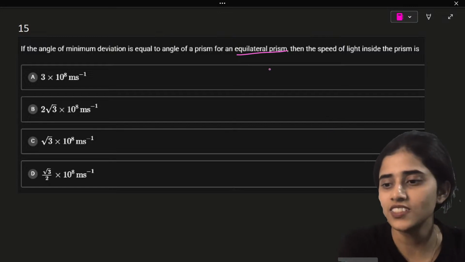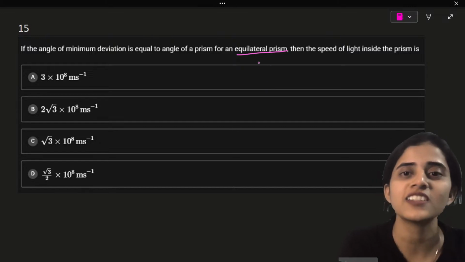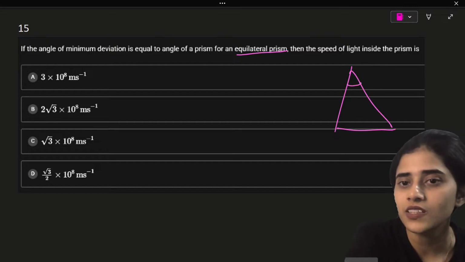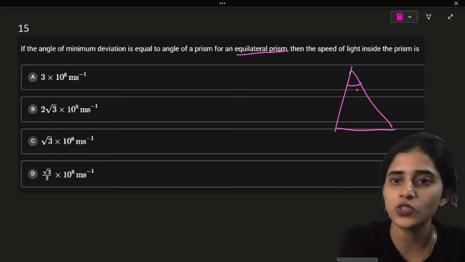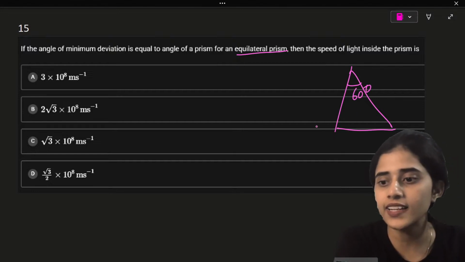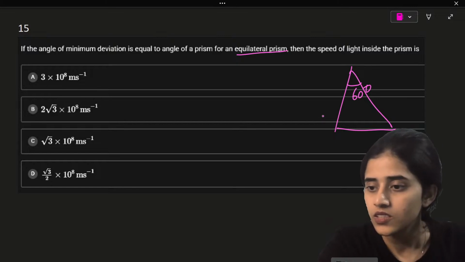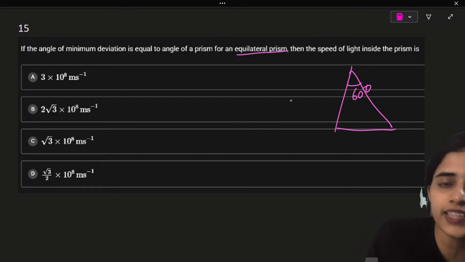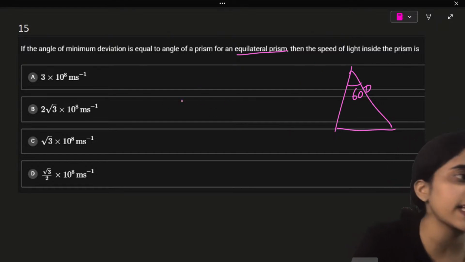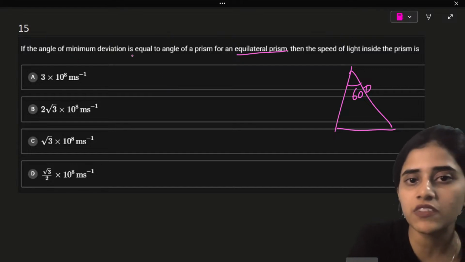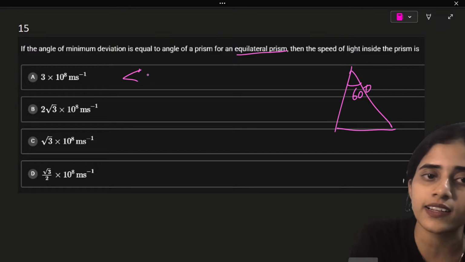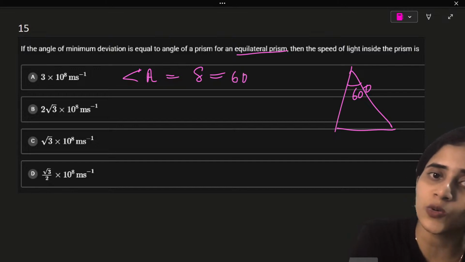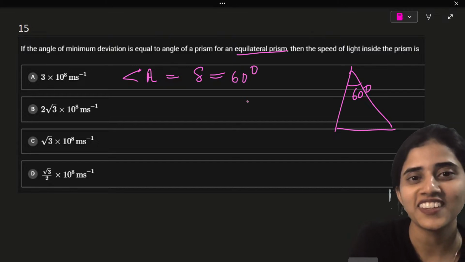Okay. So an equilateral prism is a prism which has all the angles the same. So this is going to be 60 degrees. So angle A is going to be 60 degrees. Okay, so A is the angle of the prism. The angle of minimum deviation is equal to the angle of prism. So angle A is equal to the angle of minimum deviation, delta, which is equal to 60 degrees. Alright?